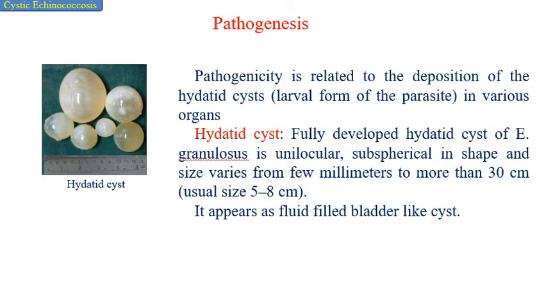Pathogenesis is related to the deposition of the hydatid cyst, the larval form of the parasite, in various organs. Hydatid cyst is the fully developed larval cyst of Echinococcus granulosus, unilocular and spherical in shape. Size varies from a few millimeters to more than 30 centimeters, usually 5 to 8 centimeters. It appears as a fluid-filled bladder-like cyst.